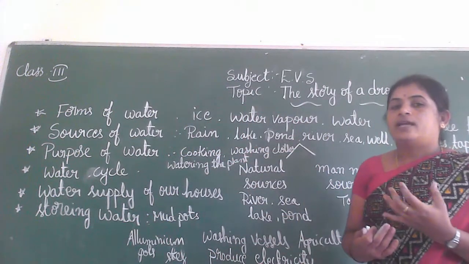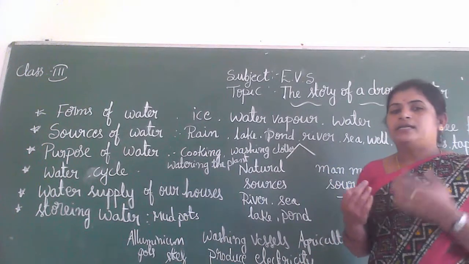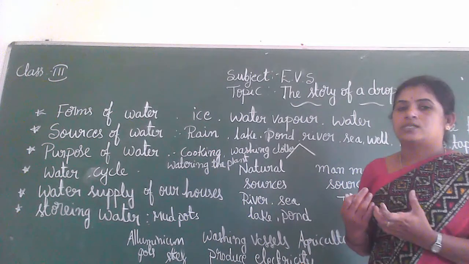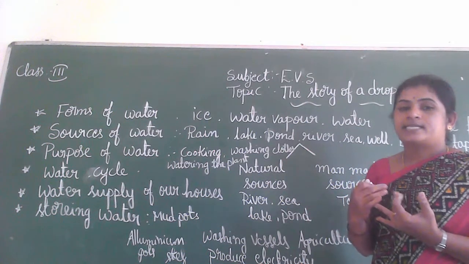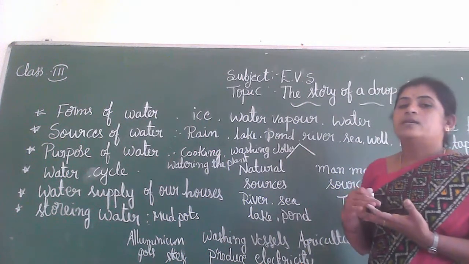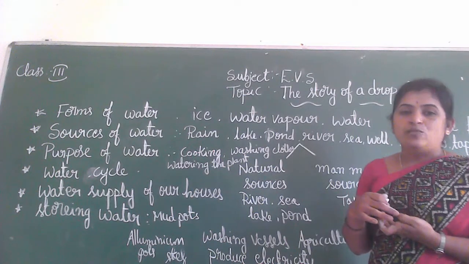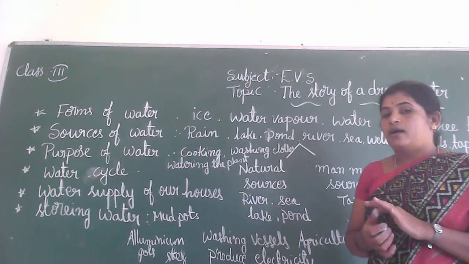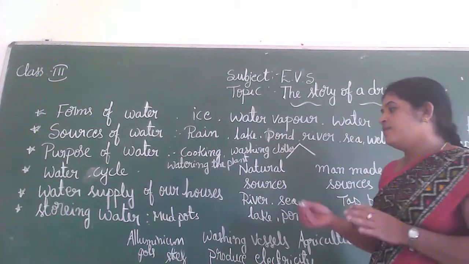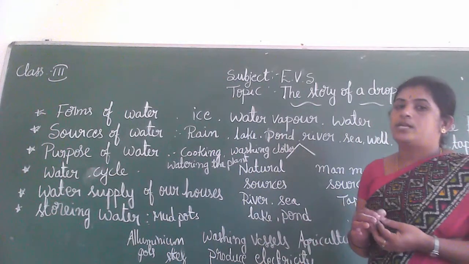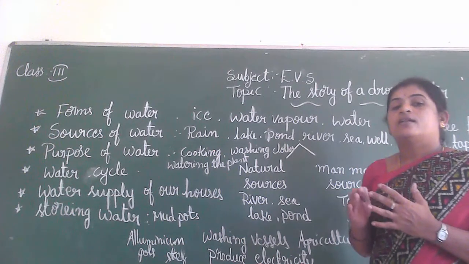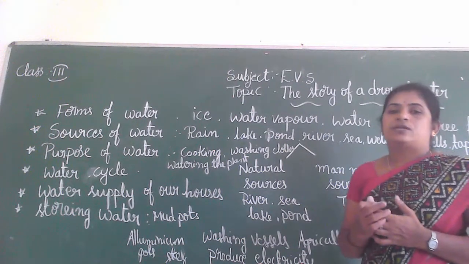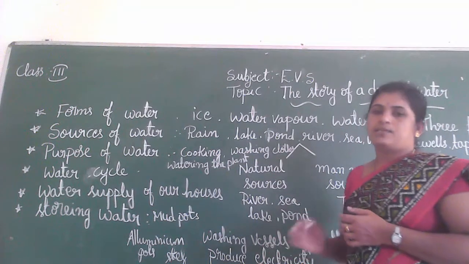And then storing water in our houses. Yes, you can observe in your locality or in your houses. We collect water in buckets, jugs, glasses, and then some mud pots, some aluminium pots, and some steel pots. This is the storing of water in our houses. We should not waste water. We should save water, children.